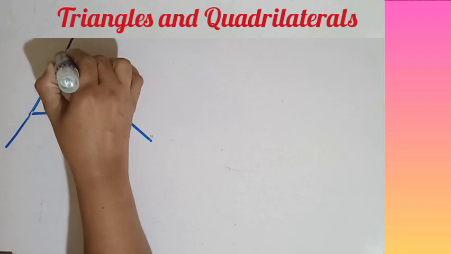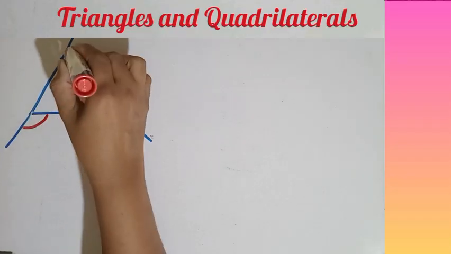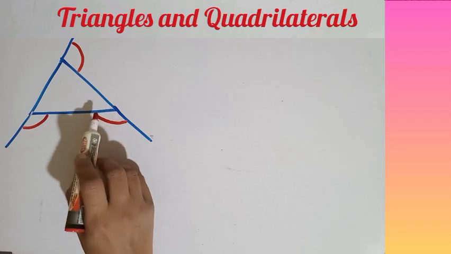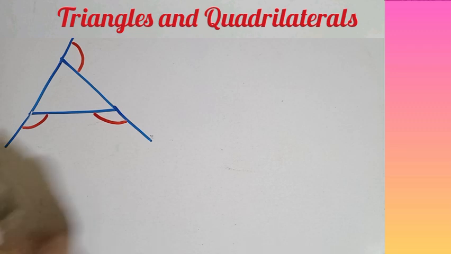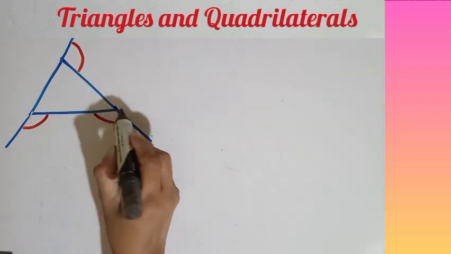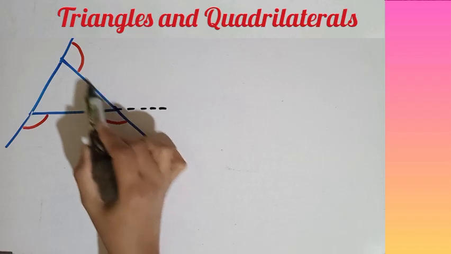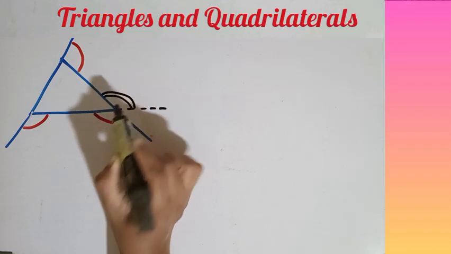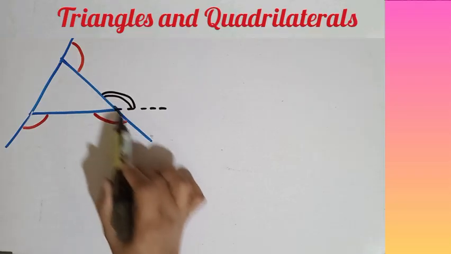I can produce these sides. So this is also an exterior angle. The angle between the side of a triangle and the produced side. Then at each vertex we can find two exterior angles in the same way. We can produce this side in this direction also. So if I mark the exterior angles, these two angles are the exterior angles. They are equal in magnitude as they are vertically opposite angles.